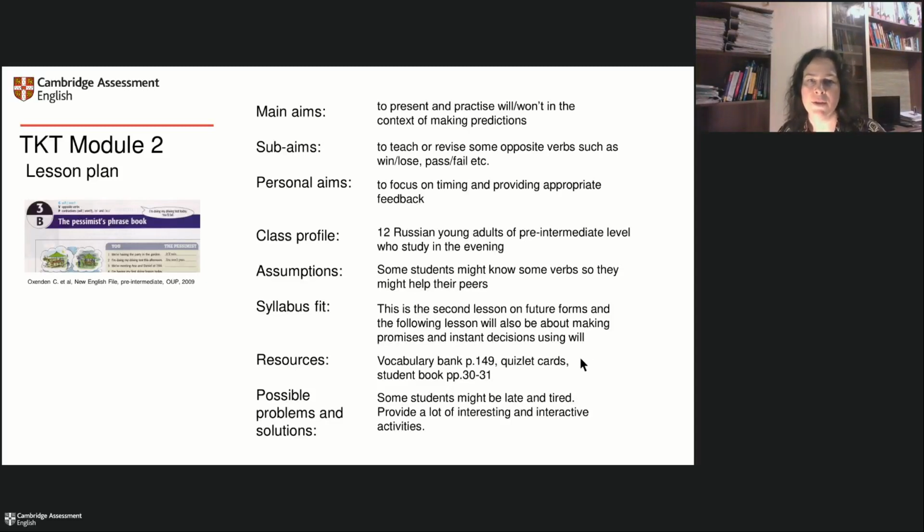Okay, you can see resources mentioned, and possible problems. Okay, does this cover sheet make sense?